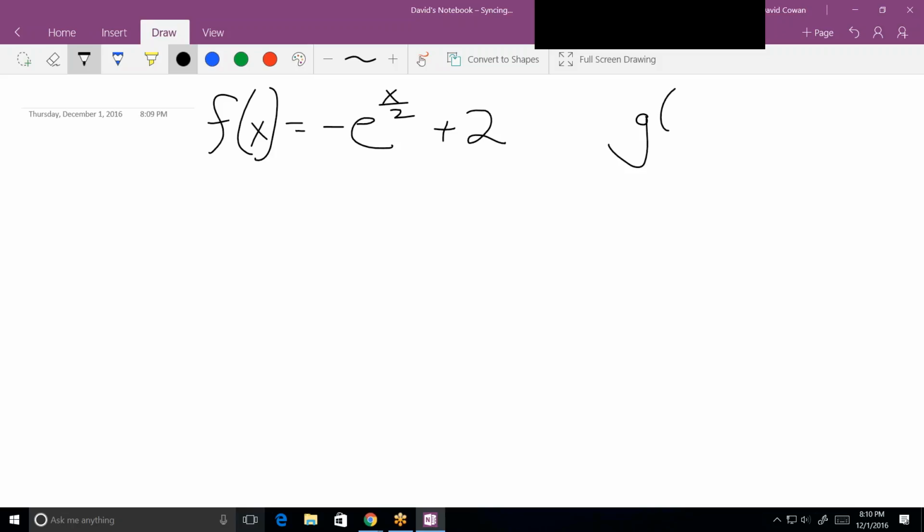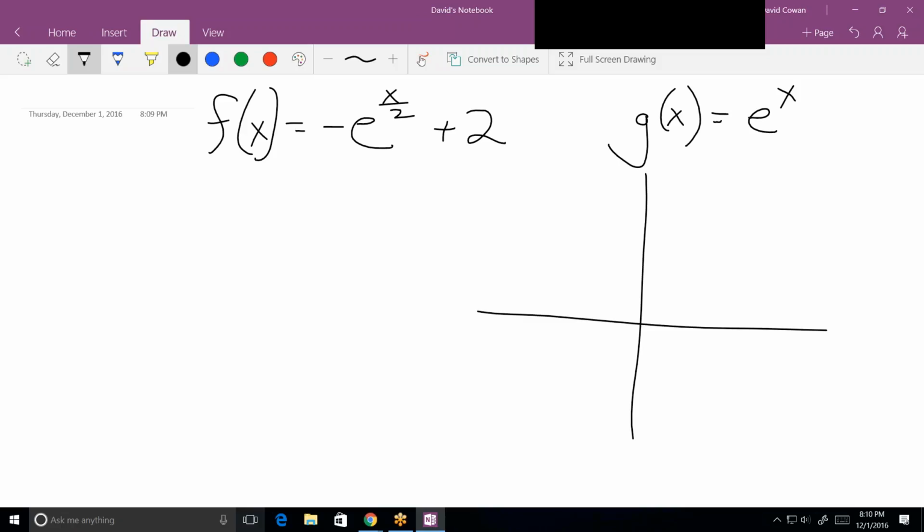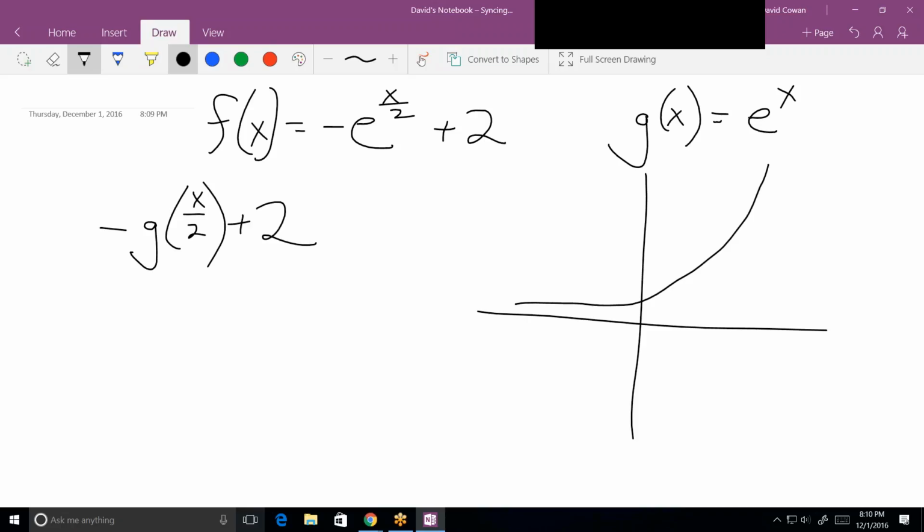So again, our parent function is e to the x. Now, how would I write f of x in terms of a transformation of g of x? Negative g of x. Not quite. Negative g of x over 2. Oh, right. In other words, whatever that thing is there, that has to go in the parentheses. Right, plus 2, outside the function.